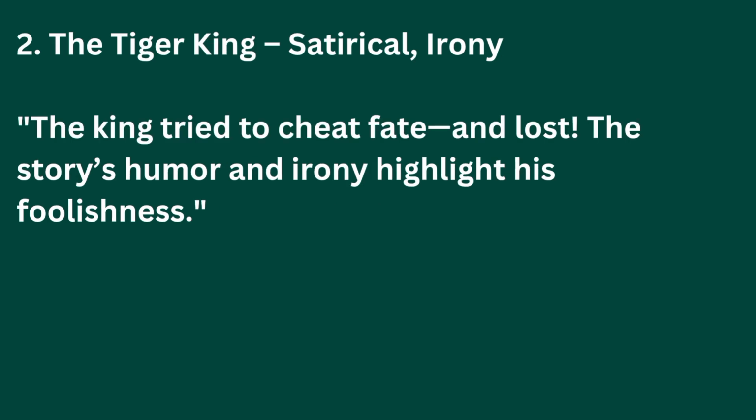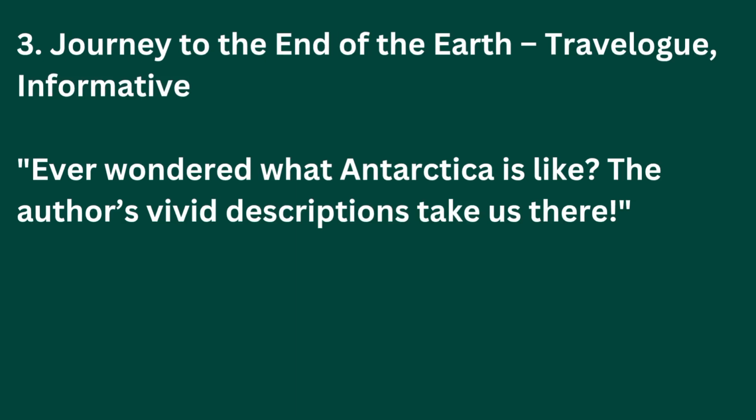Now, the next chapter is The Tiger King. Satirical and ironical, yes, these are the techniques used here. The king tried to cheat fate and lost. The story's humor and irony highlight his foolishness. And the next chapter is Journey to the End of the Earth. It's a travelogue, an informative one. So, yeah, these are the techniques. Ever wondered what Antarctica is like? The author's vivid descriptions take us there, and we have to think a lot also.